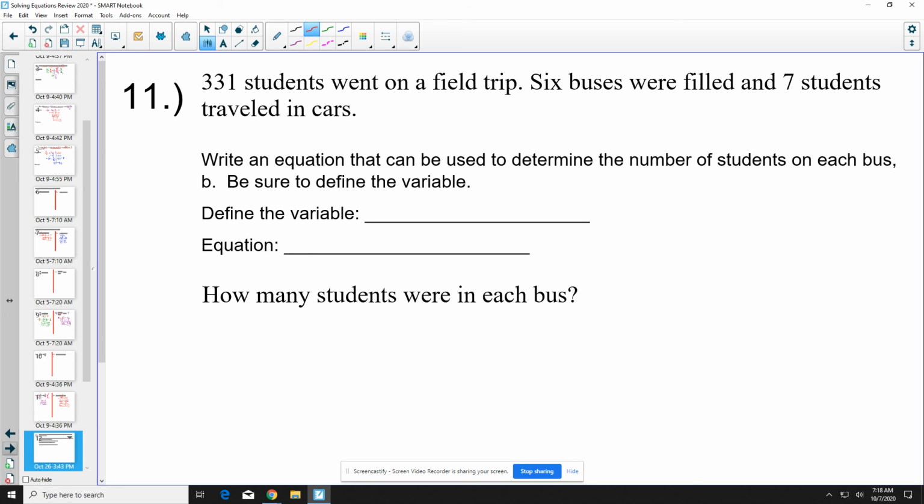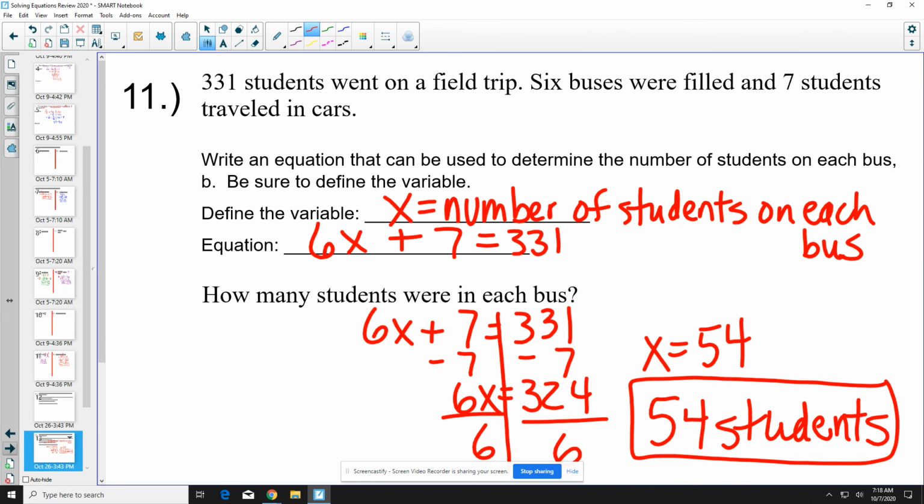All right, so let's look at this. So X is the number of students on each bus. That's what they're asking you to find. There are a total of 331 students. That's why we have equals 331 at the end. Since there are 6 buses and we don't know how many students are on each bus, it's a 6 times X. X is how many are on each bus.